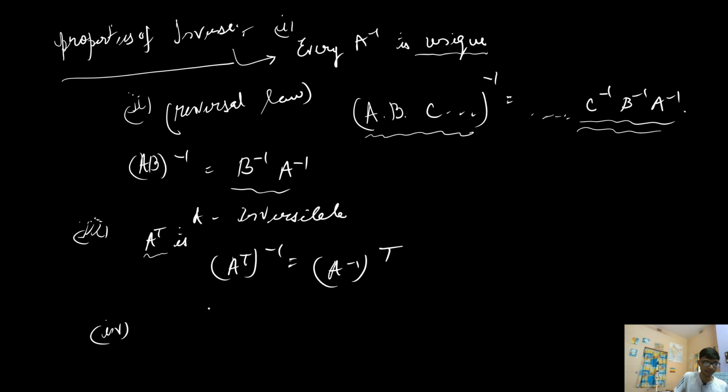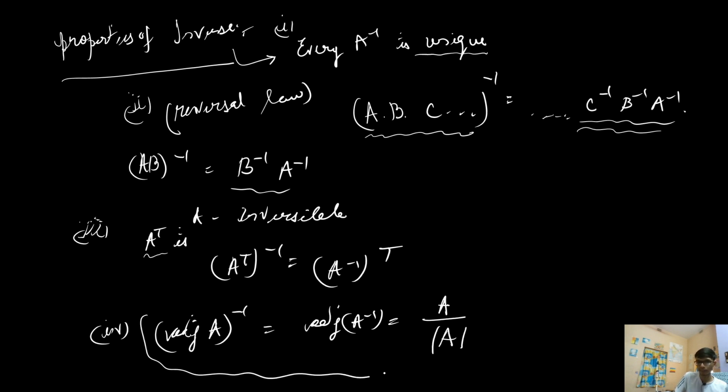Now let us study the fourth property. If A is an invertible matrix, that means the value of the determinant of A is non-zero, then I can write the inverse of adjoint of A is equal to adjoint of A inverse, which is equal to matrix A divided by determinant of A. This is another very important result which should be remembered for problem solving purposes. You can get to the derivation of the result by using the king property. If you want me to solve and check that proof, you can comment in the comment section.